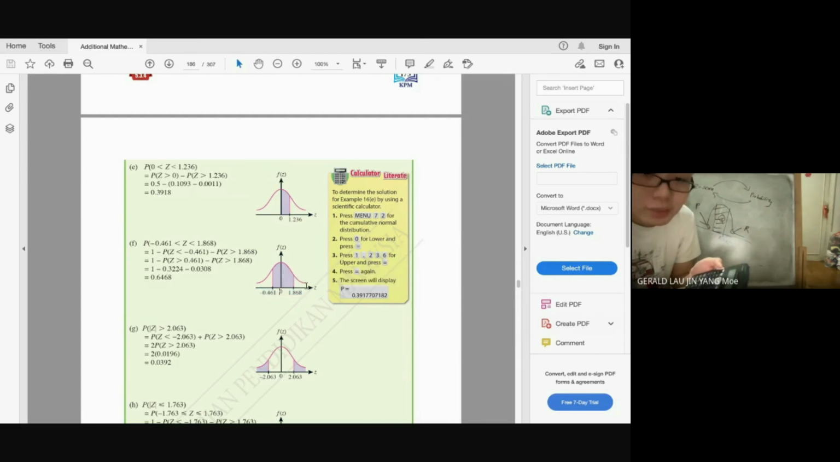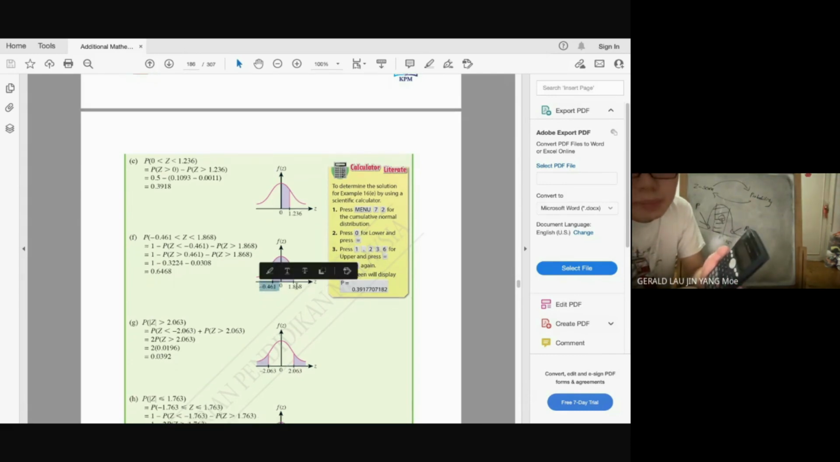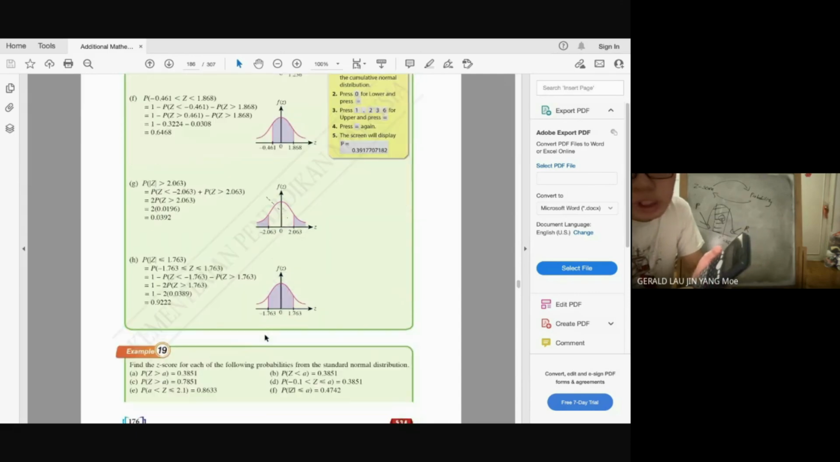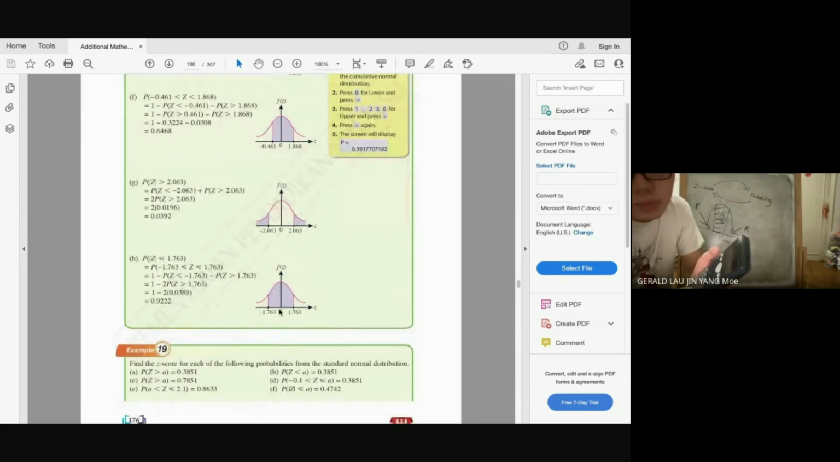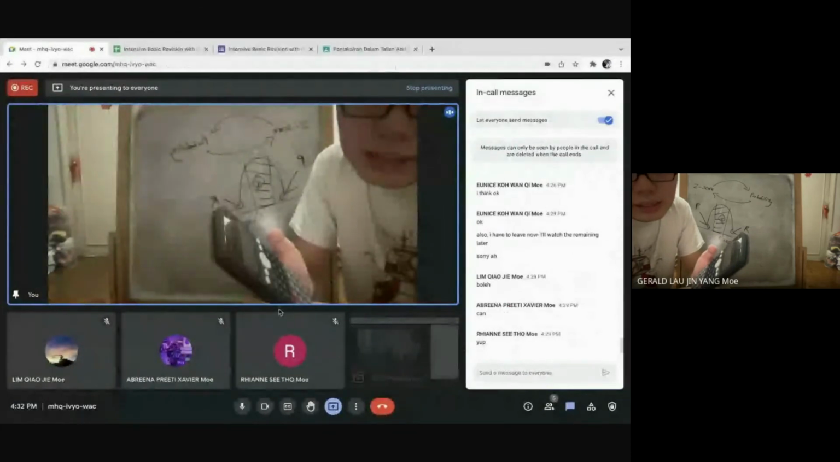Okay, so the same thing for this one. You want to find the difference between these. So Q negative 0.461 plus Q 1.868. So you get 0.46467 or 0.46468. Okay, so when Q, you have to Q this one plus Q this one. Same thing for G and also H. Okay, so hopefully you all understand.